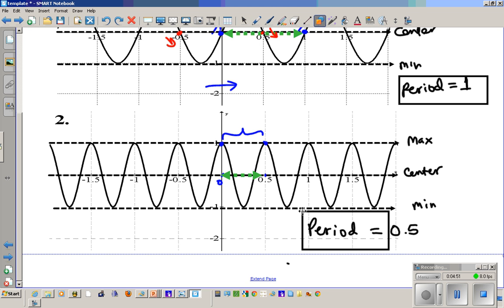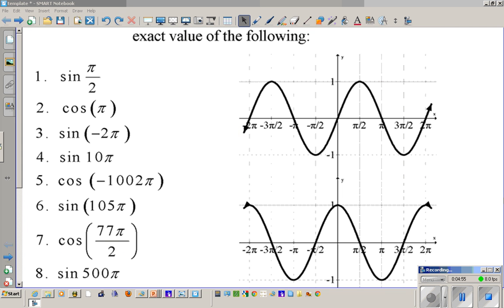All right, now we're going to use this approach to try out some problems. All right, welcome back, students. Now we're going to use these two graphs that we have to find the exact values of the trig functions that we have right here. And then you can verify your answers with your calculators, okay?